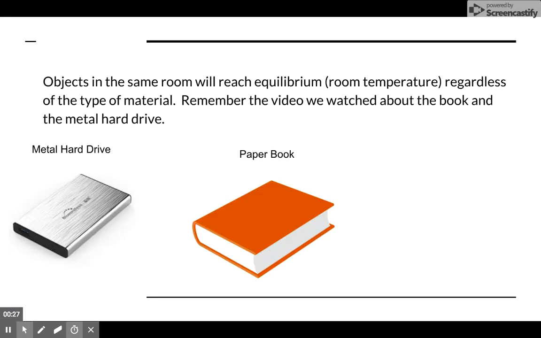So think about the video that we watched about the guy that was going around and asking people what the temperature felt like of a paper book and a metal hard drive. Most people said that they felt like the hard drive was colder than the paper book. But remember, we discovered through watching that video that objects that are in the same room or the same area are going to come to equilibrium regardless of the type of material that they're made from. And so let's watch a little portion of this video clip.